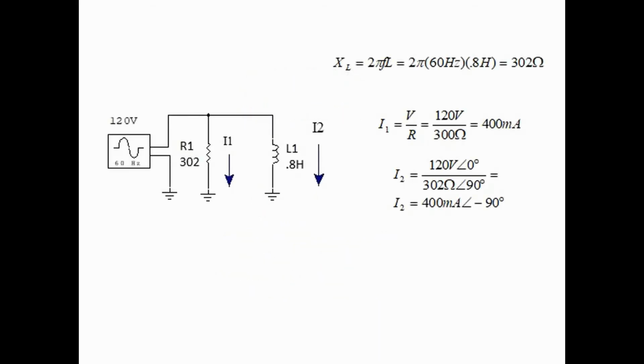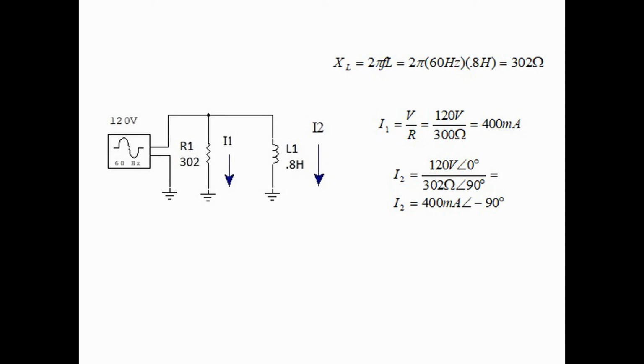Let's look at a problem where we have a resistor and an inductor in parallel. And let's begin as before by calculating inductive reactance XL, which equals 2 times pi times 60 hertz times 0.8 henries, and that's 302 ohms. We calculate current number 1, which is current through the resistor, and that equals V divided by R, 120 volts divided by 300 ohms, which equals 400 milliamps.